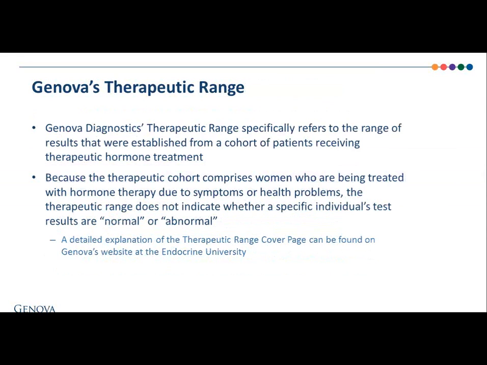Genova Diagnostics therapeutic ranges specifically refer to the ranges that were established in a cohort of patients that were on hormone replacement already. Because the therapeutic cohort comprises women who are being treated with hormones due to symptoms or other health problems, the ranges are not normal or abnormal. What they are instead is what happens to have the patient prevent disease and also not have symptoms. A detailed explanation of the therapeutic range cover page can be found on Genova's website at the Endocrine University.